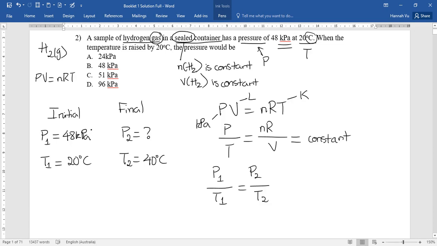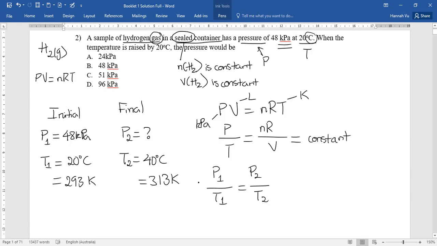My pressure, the one that's given to me anyway, is already in kilopascal, so what I have to do now is to convert temperature from 20 Celsius degree to Kelvin. If you're not sure, check the data book, but you basically need to add 273. So I'm going to get 293 Kelvin, and for this one, I'm going to get 313 Kelvin. So I've already converted the temperature to Kelvin now. I've got the relationship. I've got the correct units.